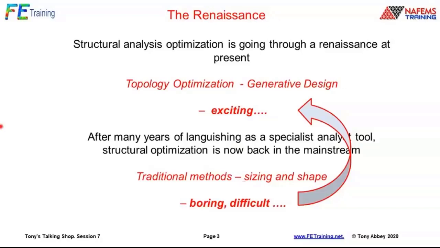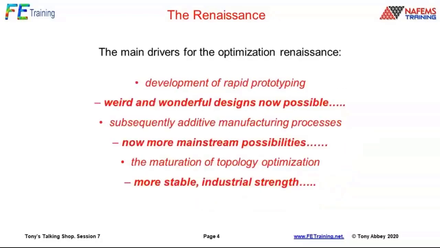So this breakthrough, this exciting new introduction into optimization, I call it the optimization renaissance, is essentially rapid prototyping, now becoming additive manufacturing. So we have many more mainstream possibilities now. And you can look at Google searches or the number of papers produced on different things, and I think there's been an explosion of interest in optimization. And it's all based heavily around topology optimization.